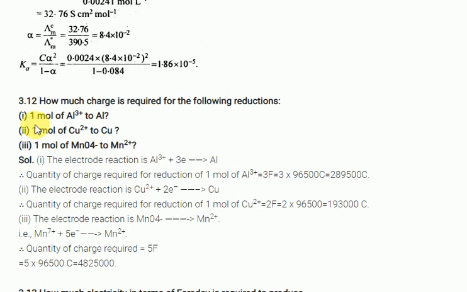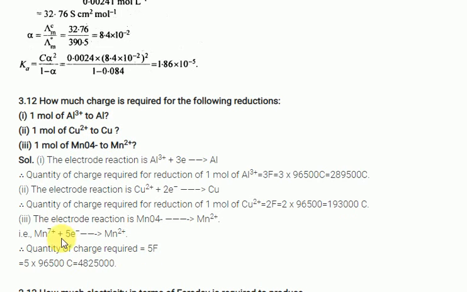The problem is: how much charge is required for the following reactions? Look at 1 mole of Al plus 3, Al. How much charge is there? 3 to 0. So 3 Faraday is required. 2 Faraday required. MnO4 minus means plus 7 to plus 4. 3 Faraday is required. Okay?